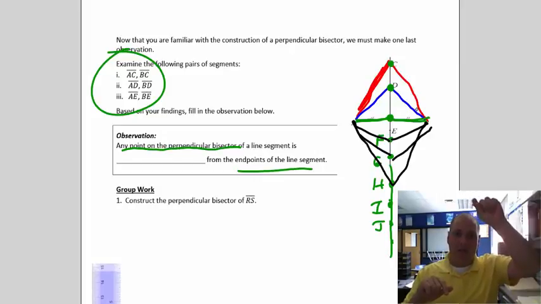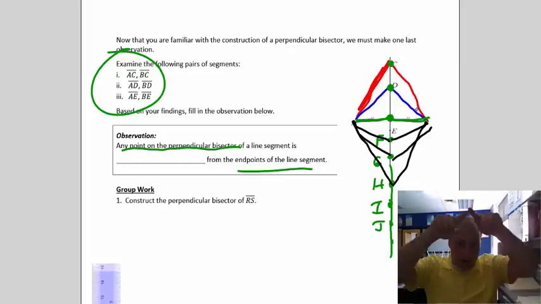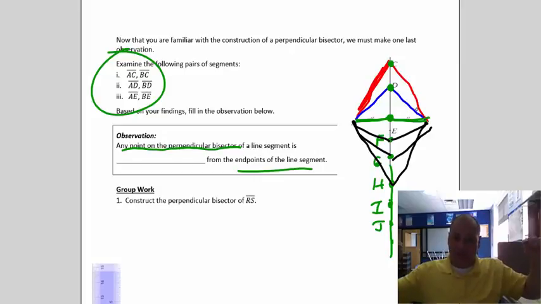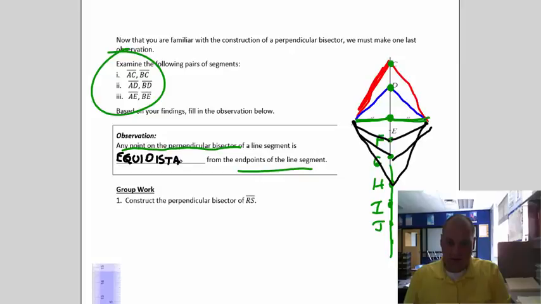So any point on that perpendicular bisector, if you go to the endpoints of the original segment AB, right? You take any point on that perpendicular bisector and go to the endpoints, it's going to be the same distance. That word is called equidistant. Equidistant means equal distance, same distance. Got it? Okay, so that's what we want to put on this line here, equidistant. So any point on the perpendicular bisector of a line segment is equidistant from the endpoints of the line segment. Very important observation to take from this video.